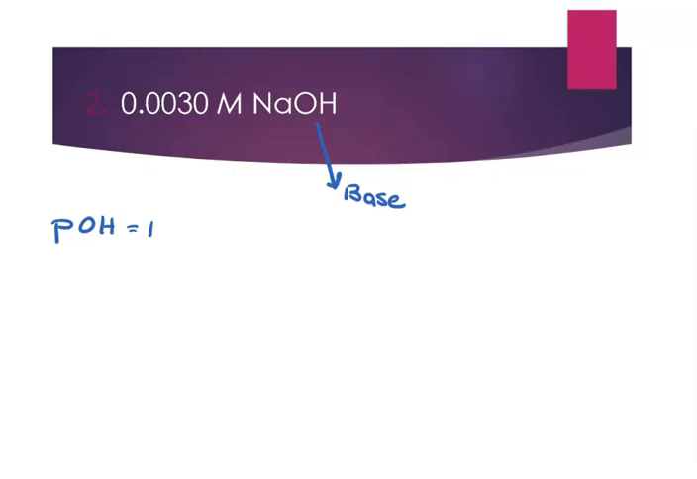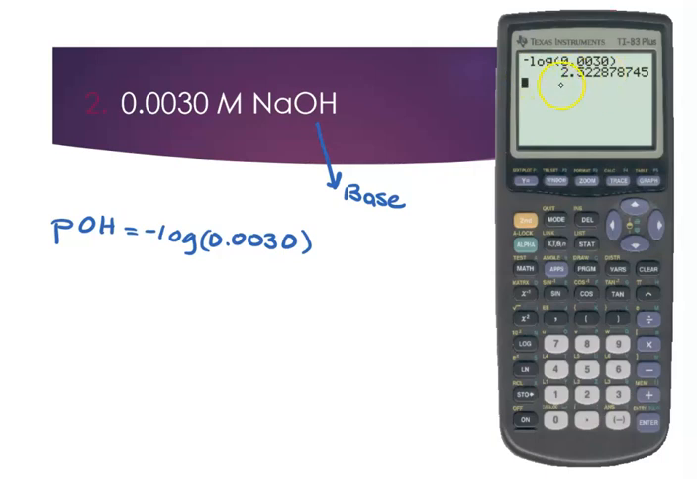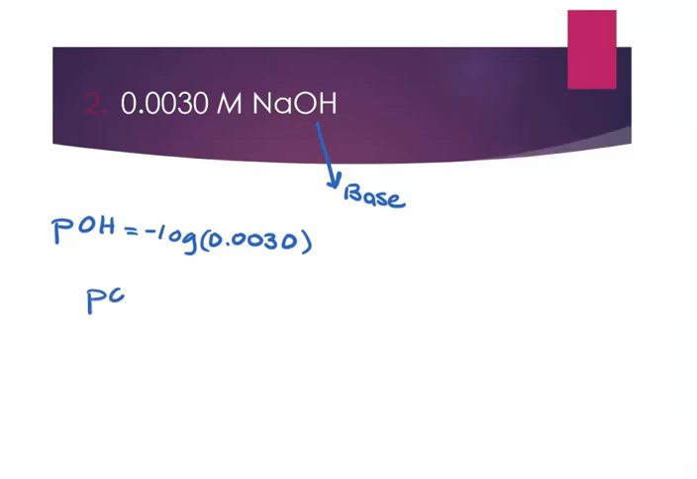So pOH is equal to the negative log of 0.0030. All right, and we've already done this math. So we already know that the negative log of this value is 2.5. But this time it's pOH that is 2.5, which means that in order to find pH, I'm going to do 14 minus that 2.5. And when I do 14 minus 2.5, I get 11.5. All right.